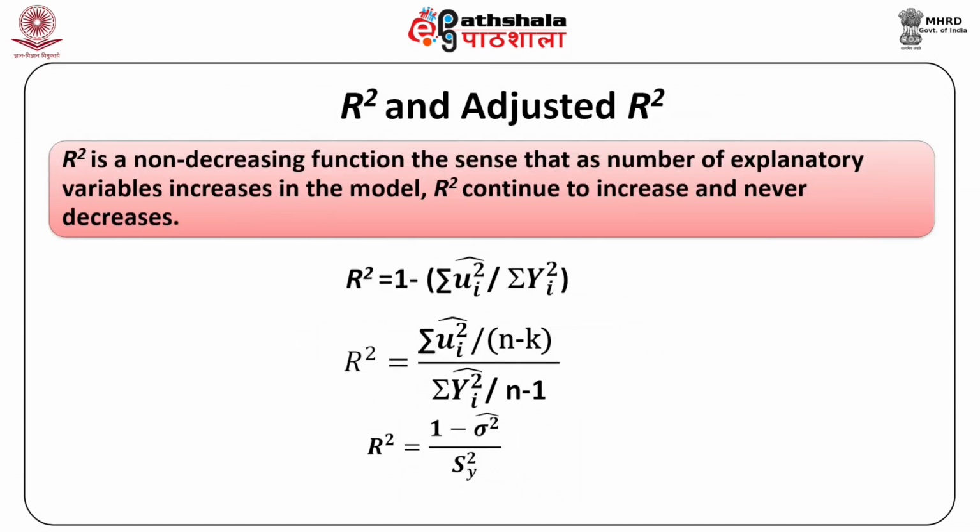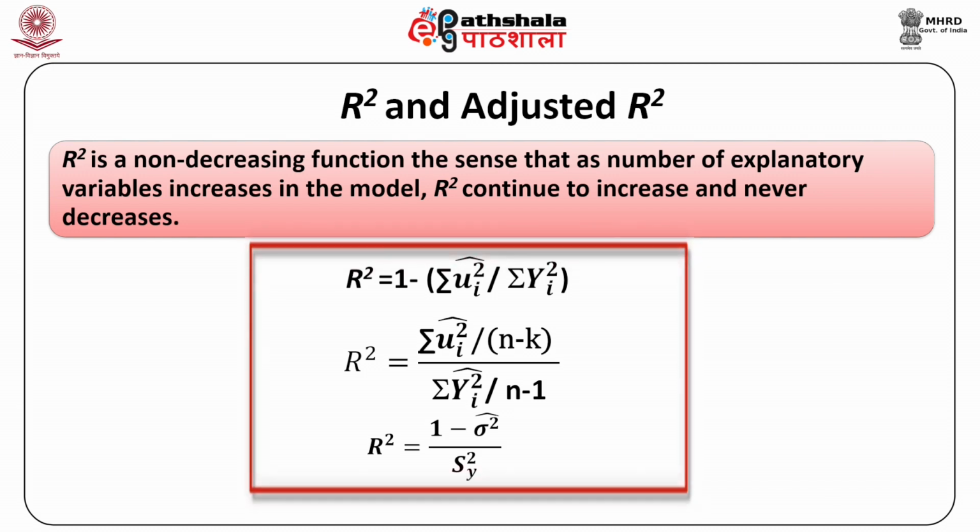R squared and adjusted R squared. R squared is a non-decreasing function, in the sense that as the number of explanatory variables increases in the model, R squared continues to increase and never decreases. We know that R squared is equal to 1 minus sigma u hat squared i divided by sigma y squared i. Here, sigma u hat squared i depends upon the number of explanatory variables. As they increase, sigma u hat squared i is likely to decrease, and thus R squared will increase.